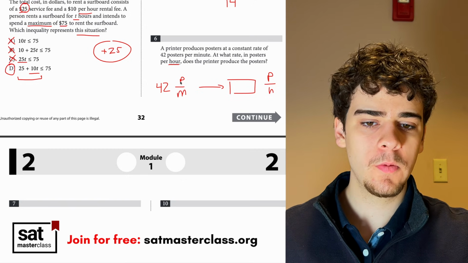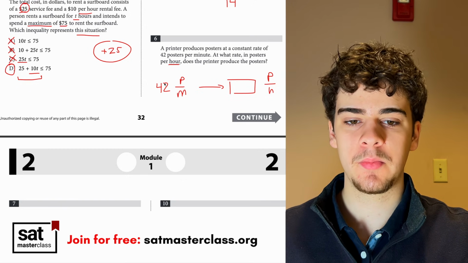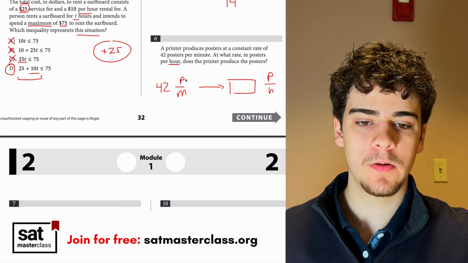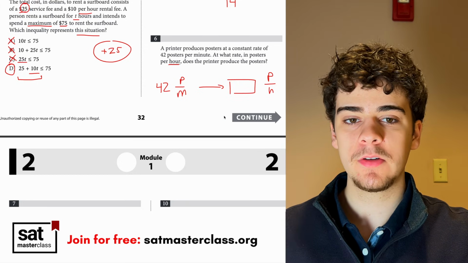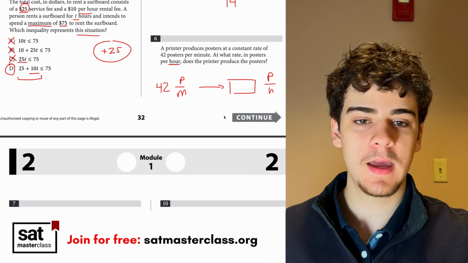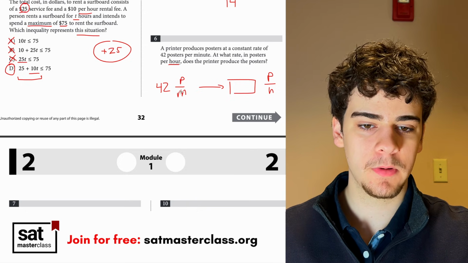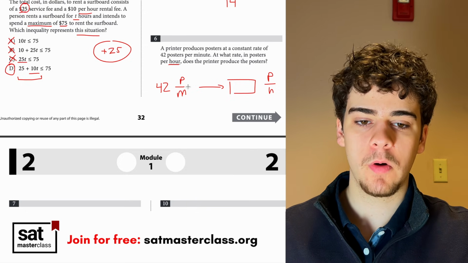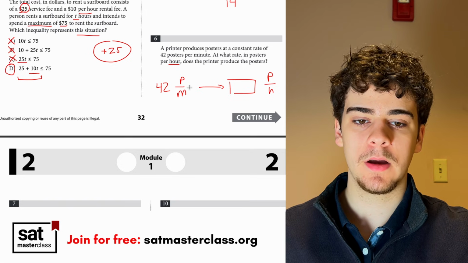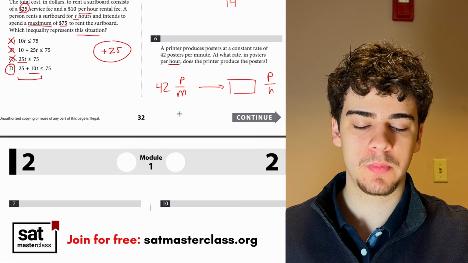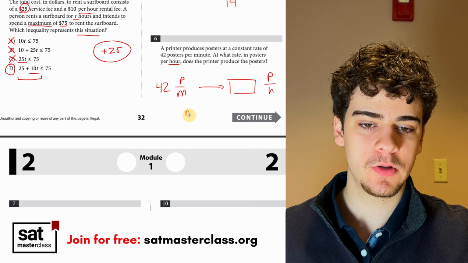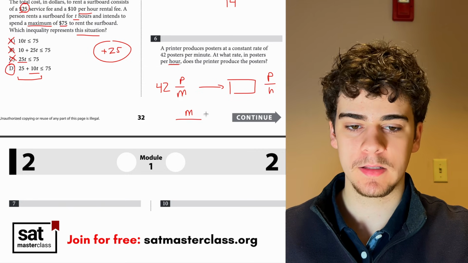Well, I want you to think of the units as almost a separate thing from the numbers. We are in posters per minute. We want to go to posters per hour. I want you to think of that as just how you would think of any other fraction. So how do we get rid of what's on the bottom of a fraction? Well, we multiply it by the same thing on top. So if we multiply this posters per minute by a fraction where minutes are on the top, then the minutes on top and bottom will cancel out.